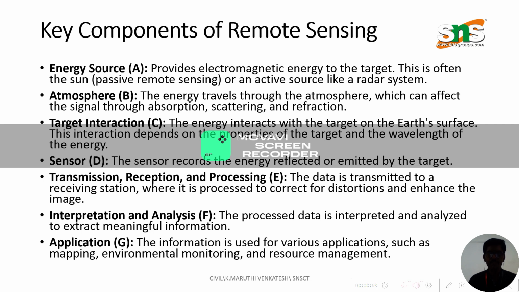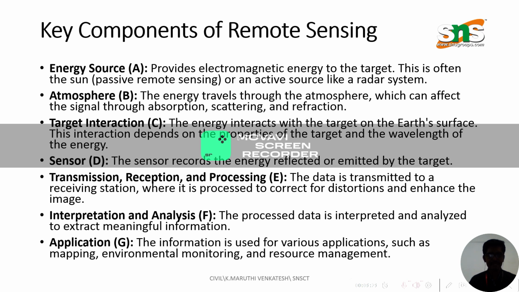What are the key components of remote sensing? There are different key components in remote sensing. First one is energy source. It provides the electromagnetic energy to the target. It is often the sun, passive remote sensing, or an active sensing like a radar system. Atmosphere. The energy travels through the atmosphere, which can affect the signal through absorption, scattering, and refraction.